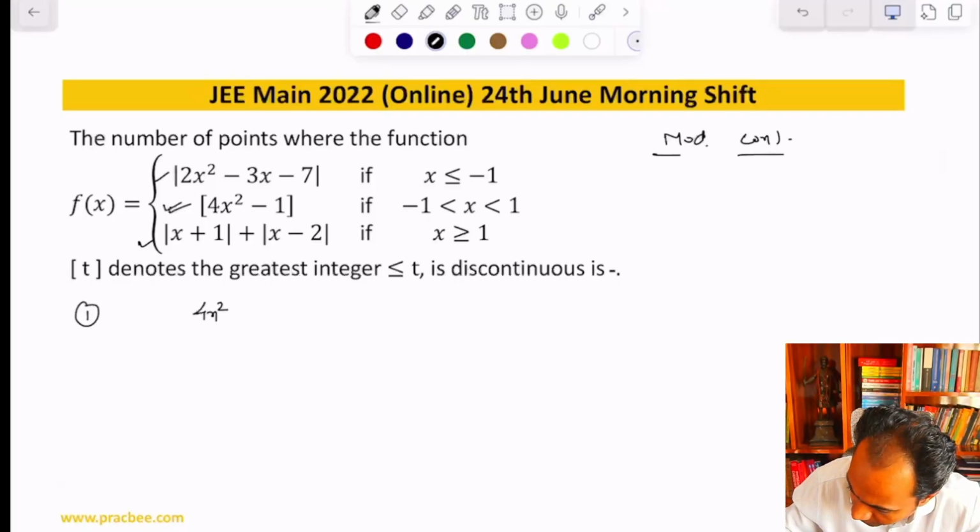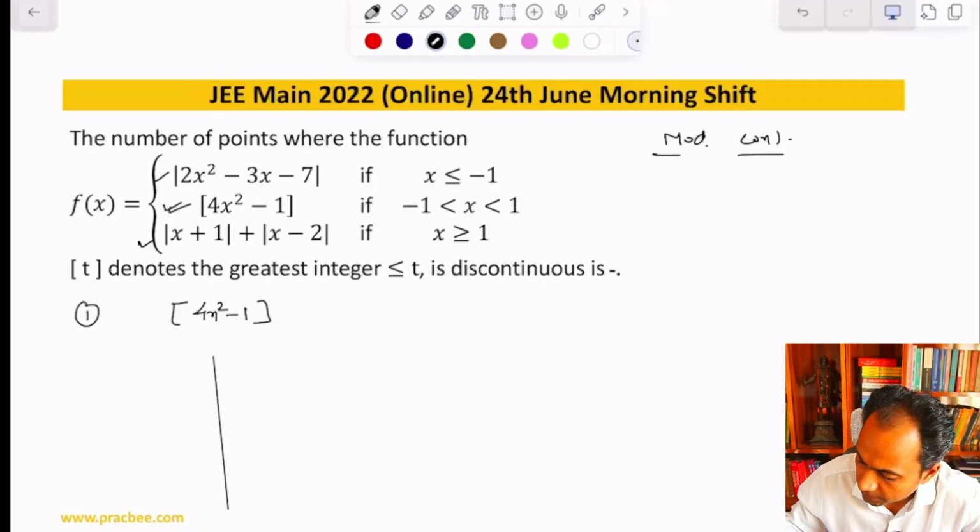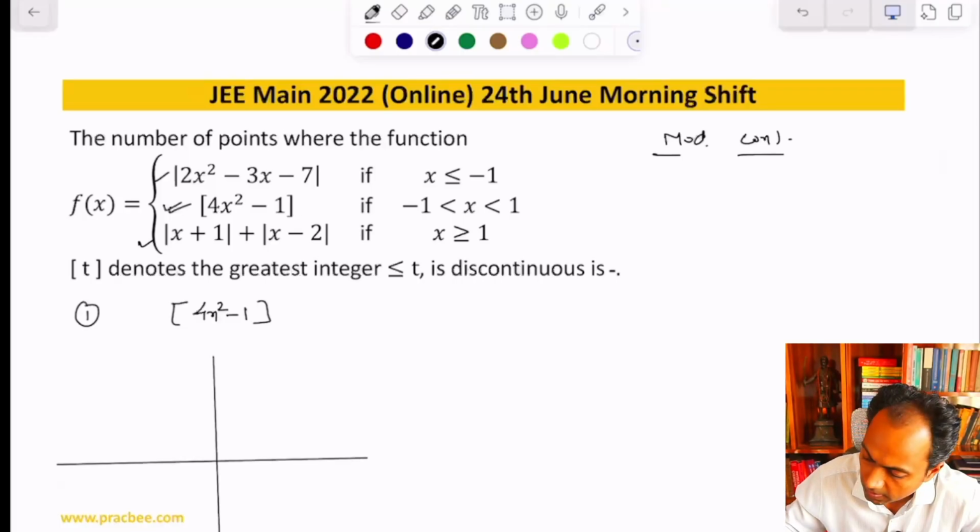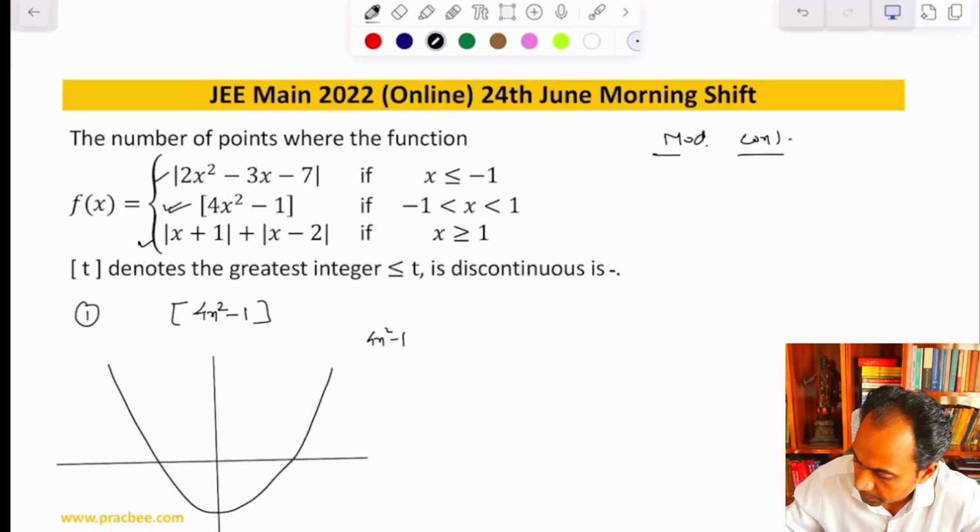So I have the greatest integer function of 4x² minus 1. Now if you look into this, at minus 1 this function will become 3, and at plus 1 also this will become 3. So let us understand what is happening in the graph. The graph of 4x² minus 1 looks something like this. The values at which this becomes an integer: this is minus 1 at 0. Another value where it becomes an integer would be this value. Then it is going to directly become 3 at minus 1.